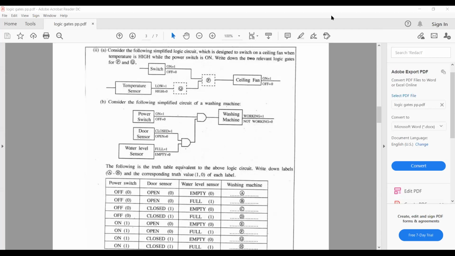Okay, there are P and Q. The ceiling fan is working when the temperature is high, while the power switch is on. So power switch on means 1, temperature high means 0, so you have to insert 0 here. But if you are getting 1 from here, to convert it to 0 you need the complement, so Q should be a NOT gate, and both conditions should be satisfied. So P is an AND gate. Okay. Part B also, write it out.